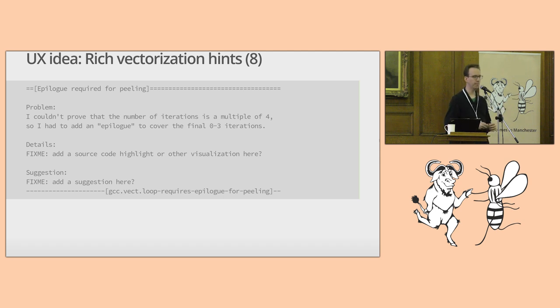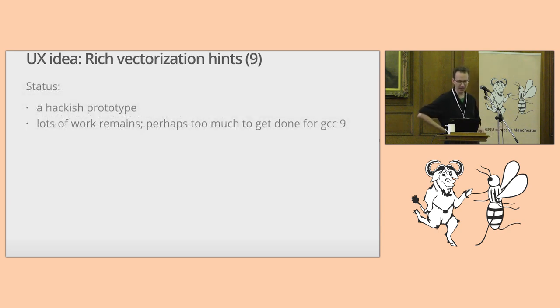Yeah, that would do it. Yeah, I don't know. Generating a patch for the user to do that, I don't know yet how to express that. What I posted was a very hacked up prototype where some of the data is real and some of it was just, yeah, let's pretend, because it's a prototype. That isn't going to get done for GCC 9, but maybe it's worth pursuing.